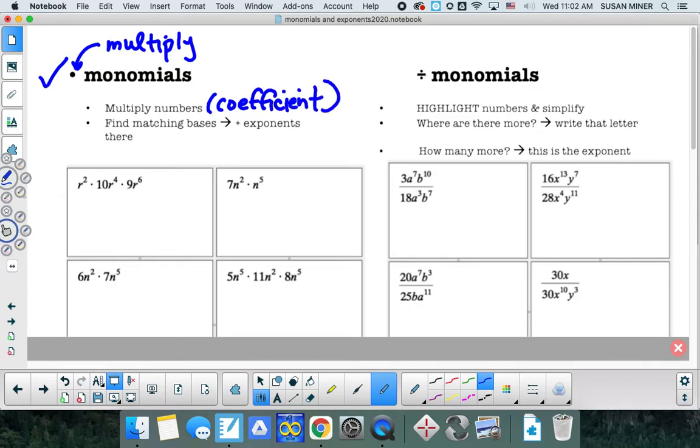And that means numbers that don't have exponents on them. They cannot have exponents on them. But if I have any plain numbers that don't have any exponents on them, I'm just going to multiply those together first.